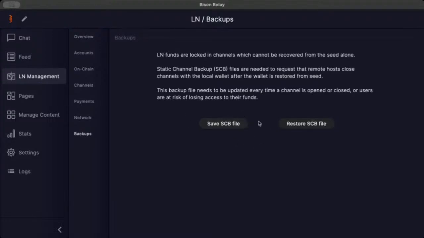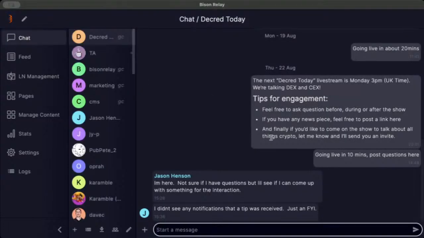The amount of times I've actually forgotten to click this button, you know, it's not the end of the world. We're only talking a few quid in terms of what's actually stored on the Lightning Network. But even that being said, it would be really frustrating if I lost access to my computer but forgot to back up the SCB file and lost that tiny amount of funds. So at the moment, this is a manual process. Hopefully it'll be automated in the future. I think that's pretty much it for that bit.